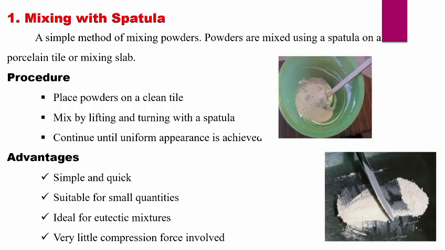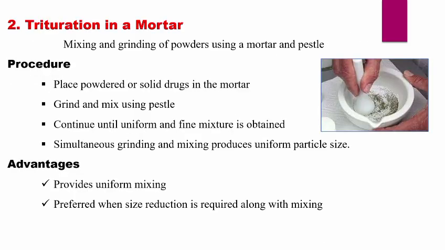Mixing with spatula is a simple method of mixing powders in which the powders are mixed using a spatula. In this, we have to place the powder on a clean tile or in a bowl and mix it by lifting and turning with the spatula. We have to continue until we get a uniform appearance of the powders. The advantages of mixing with spatula include that it is a simple and quick process, suitable for small quantities, ideal for quick mixtures, and very little compression force is involved.